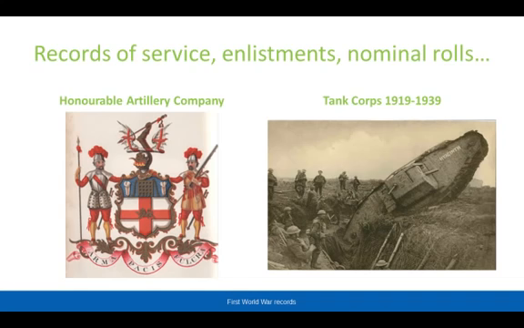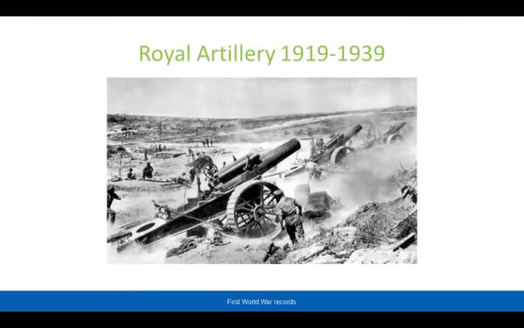Records of service, enlistments, nominal rolls. We've got HAC, the oldest regiment in the British Army, and the Tank Corps, and also Royal Artillery. 1919 to 1939. Again, they're mostly men who enlisted after the First World War and up until 1939, but you have men going beyond that to 1942. You also have evidence of men who enlisted in the RA from 1883. So there's quite a wide range.